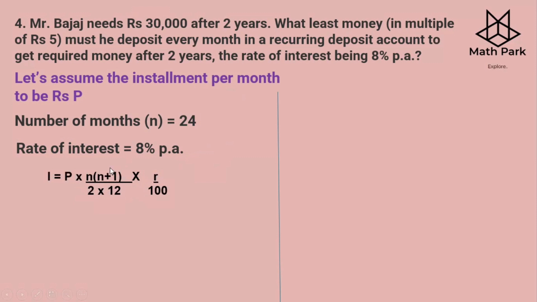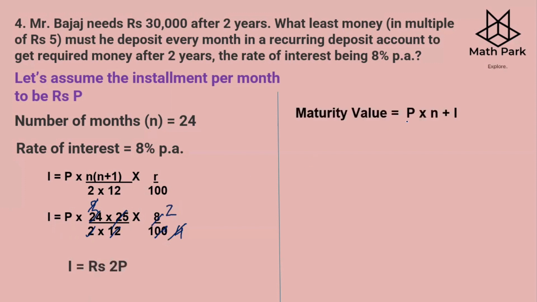So P we don't know. n is 24, 24 into 25. 12 2s are 24, and 2 gone. 25 4s are 100. 4 2s are 8. So we get I is equal to 2P. Now we got maturity value is P times n plus I. So P times 24 plus interest 2P gives you 30,000, which is the maturity amount which he needs. So 24P plus 2P is 26P gives 30,000.